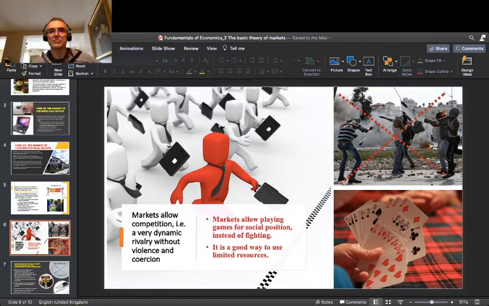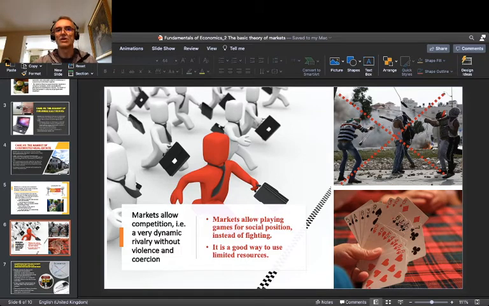And the markets in our civilization have brought that concept of competition. So a very dynamic, quickly happening rivalry, which happens without violence and coercion. So markets allow playing games for social position instead of fighting. And as you think of it, it's a good way of using limited resources in a society.